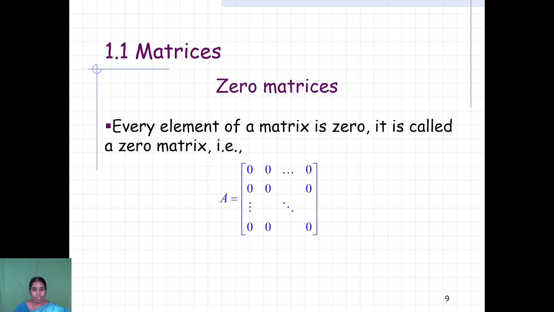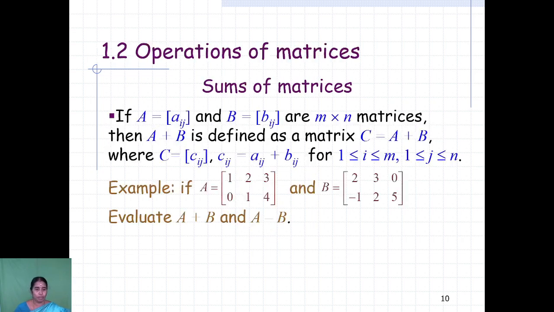Next, zero matrix. A matrix in which every element is zero is called a zero matrix. That is, a matrix contains only zero values. For example, A is equal to this. It can be of any order, with any number of rows and any number of columns.